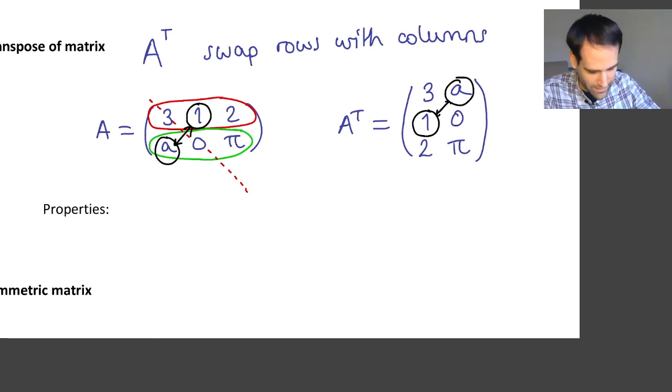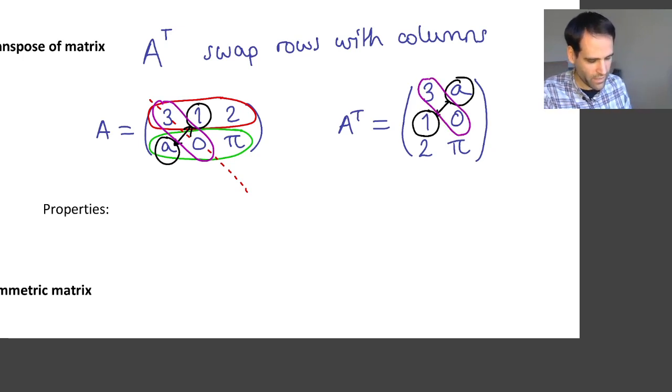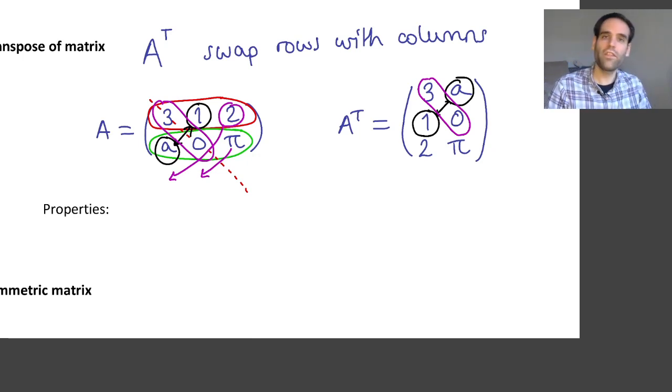The elements on the main diagonal stay where they are. The 3 and the 0, they stay where they are. And then this 2 is reflected to the other side, so it ends up there. And this pi is reflected and ends up there. So the trick of the mirror is the handy way to remember what the transpose is.